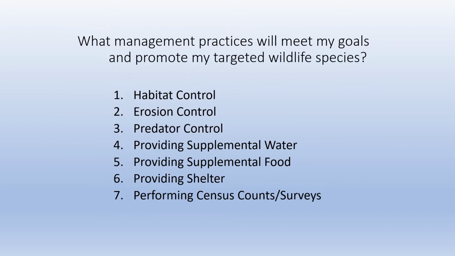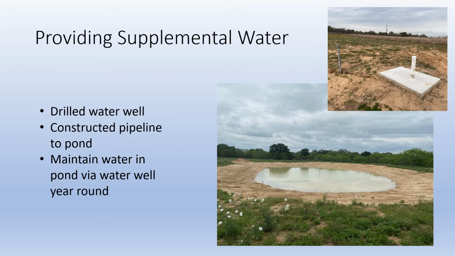So then we want to talk about what wildlife management practices will help meet my goals and promote my targeted wildlife species. Remember those 7 practices that we've continued to talk about throughout this workshop: habitat control, erosion control, predator control, providing supplemental water, providing supplemental food, providing supplemental shelter, and performing census counts or surveys. In my situation, I picked the 3 primary practices that I knew I could do every year, and then I have additional practices that are added into my annual report just to show the other things I'm doing.